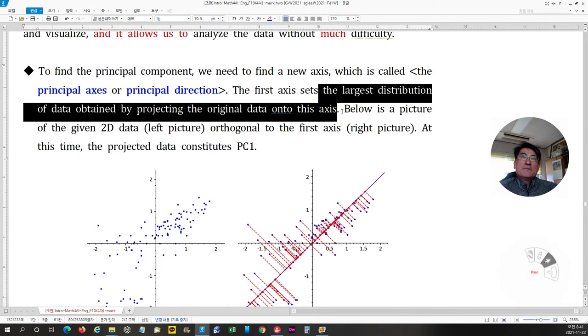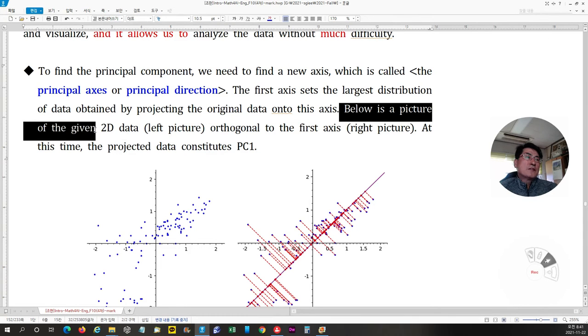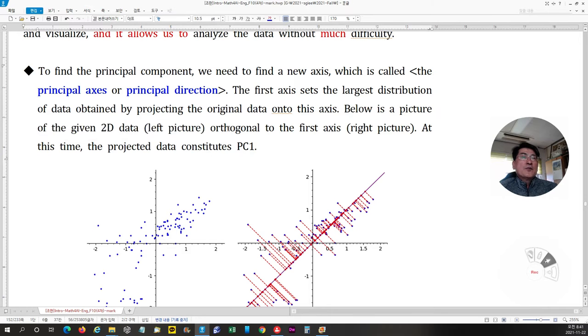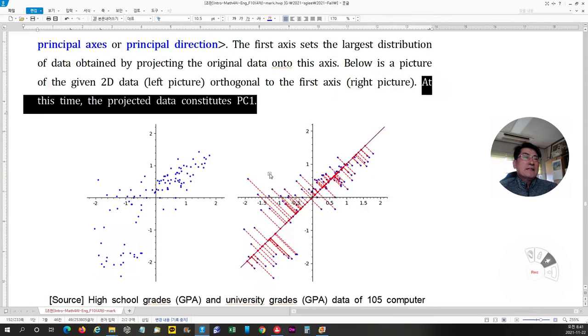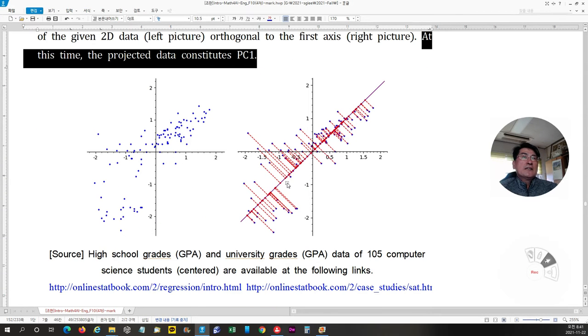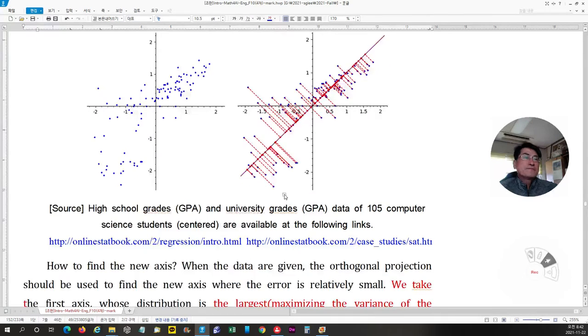Below is the picture of the given 2D data, this left one, and the second axis is orthogonal to the first axis. The first axis is here, and these are orthogonal projections. Okay. At this time, the projected data constitute the PC1, this forms the PC1 axis.